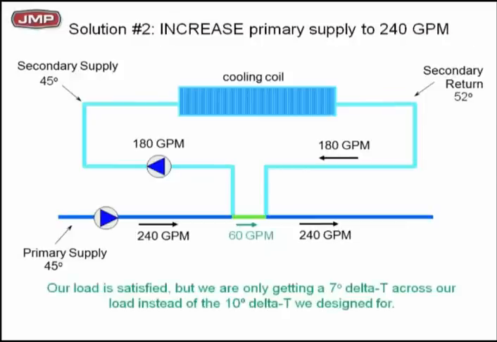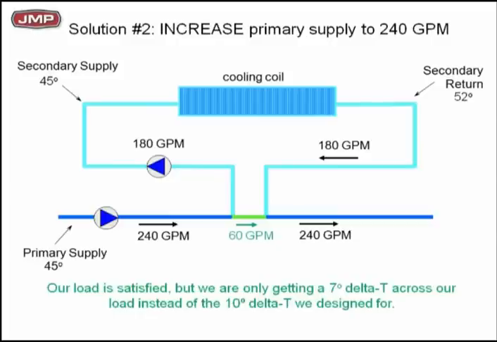Let's increase the primary supply to 240 GPM. You know, common sense would tell you, I don't have enough 45-degree water, let's get more 45. And that's true, you can fix it that way. So in this case, the guy decided that, okay, I'm going to make sure I got plenty of 45-degree water to my cooling coil, so I'm going to raise it to 240 GPM. I know that'll be enough.